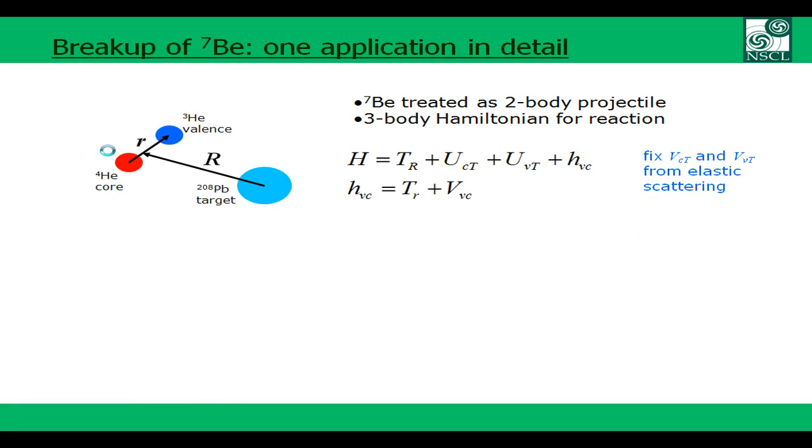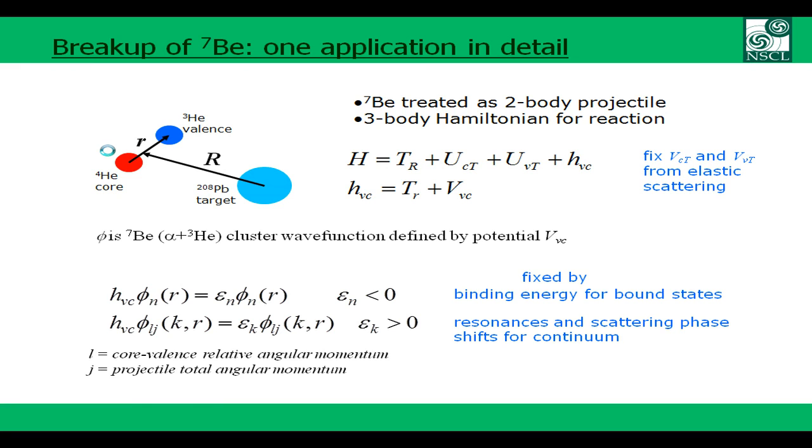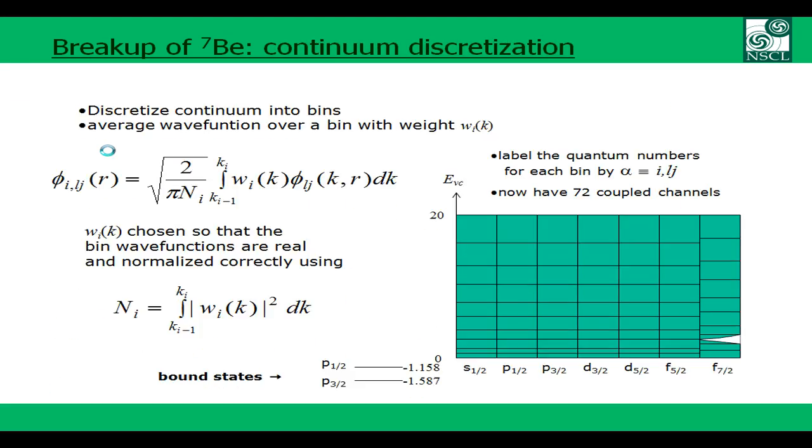Okay, so we know what the method is. The method is a three-body method. We start with a three-body Hamiltonian. We expand in the eigenstates of the projectile. The projectile is defined by bound states and continuum states, and we bunch up the continuum in these bins. This is basically what I've been telling you for a while.